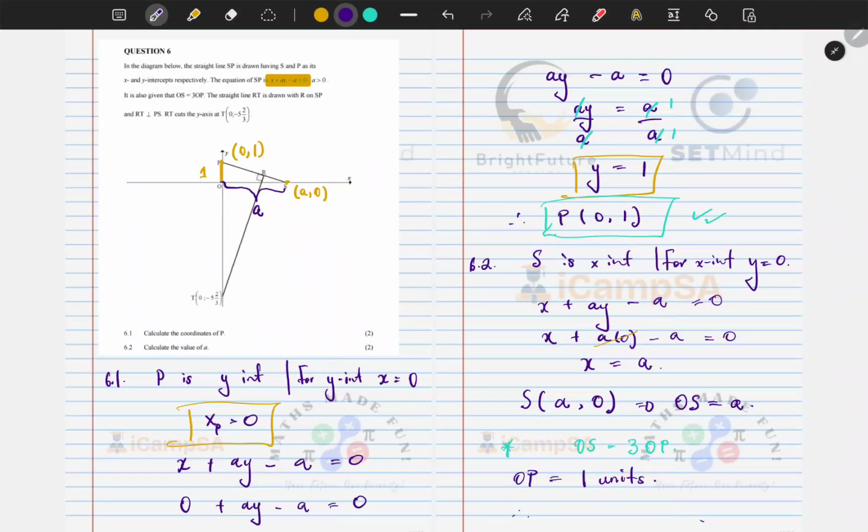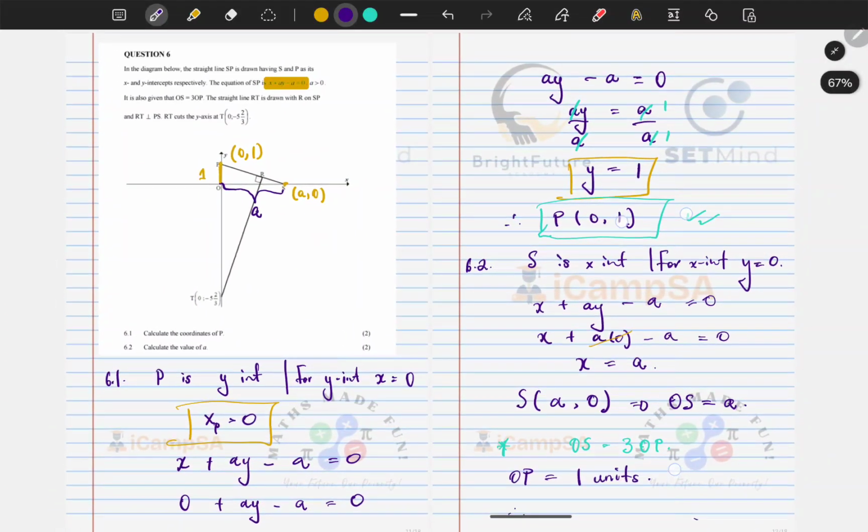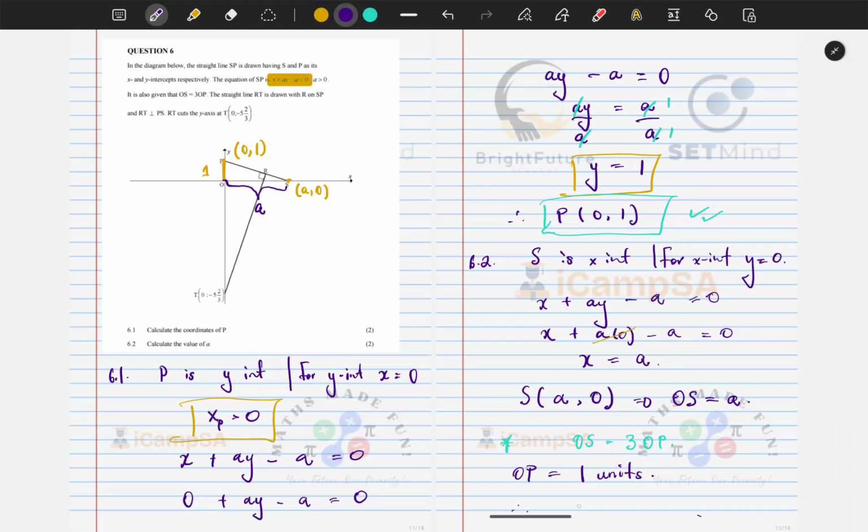unit. And therefore this suggests that now what we have is A equals 3 times OP, what is OP? 1. So this is just going to be 3. So that means that your A is going to be 3 units. Right, and then you have your answer. This is your answer. Great.